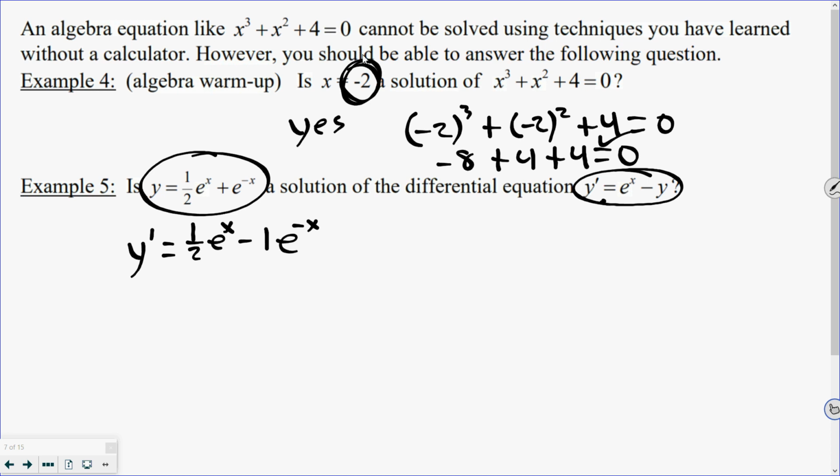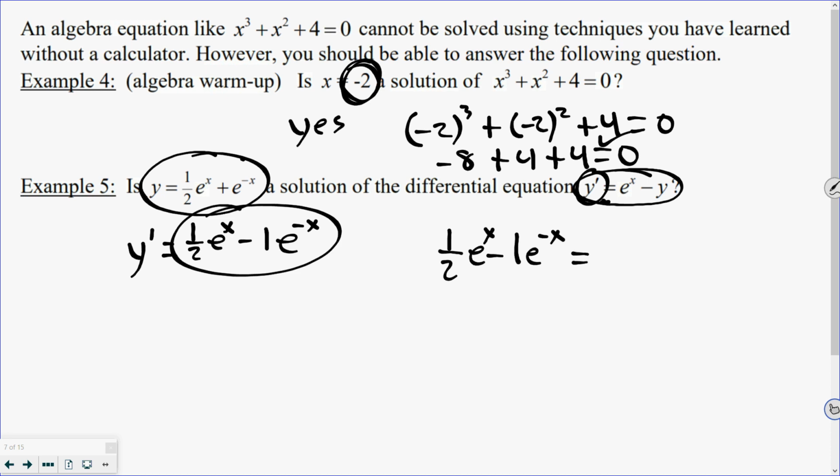Okay, so I want to find out, again, is this a solution to this equation? Well, for y prime, I'm going to plug in what y prime is equal to. So let's plug that in. I'm going to go 1/2 e to the x minus 1 e to the negative x equals, and now on the right side I have e to the x minus y. Well, in place of y, I'm going to come back up here and put what y is equal to. So that would be 1/2 e to the x plus e to the negative x. Oh, and also make sure we're subtracting that whole thing, right? So just be careful with that.